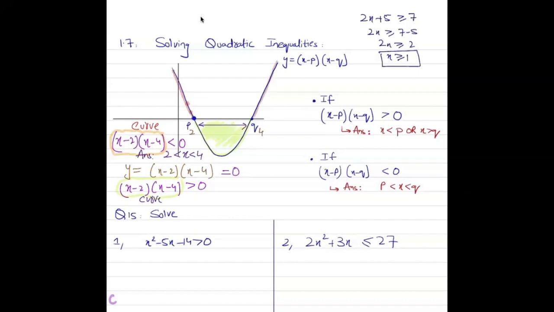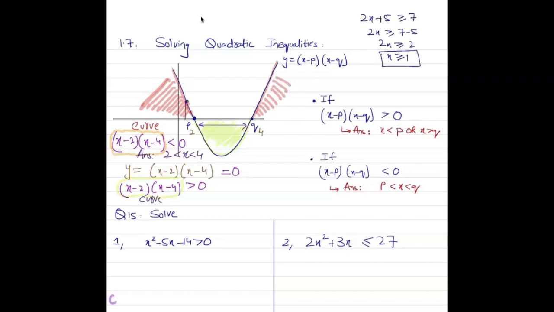You can see that the quadratic curve is greater than 0 before the value of x is 2. So if you take values of x below 2, you're going to get the curve to be positive. And if you take the values of x after 4, you're going to get the curve to be positive.